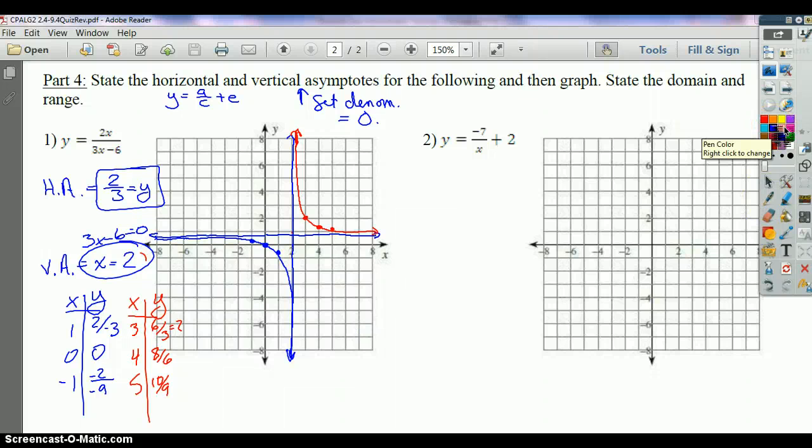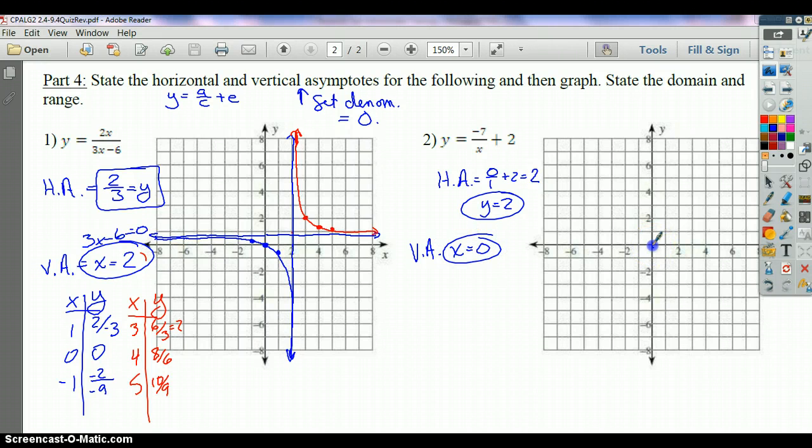Okay, coming over here, horizontal asymptote. Again, we have a over c, so this is 0 over 1 plus 2. This is 2, so y equals 2. The vertical asymptote is when the denominator equals 0, so x equals 0. So x equals 0 is here, going vertical. Horizontal asymptote at y equals 2, going across.